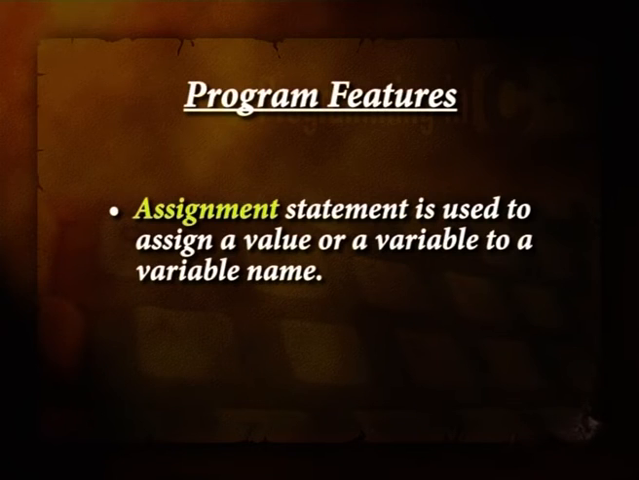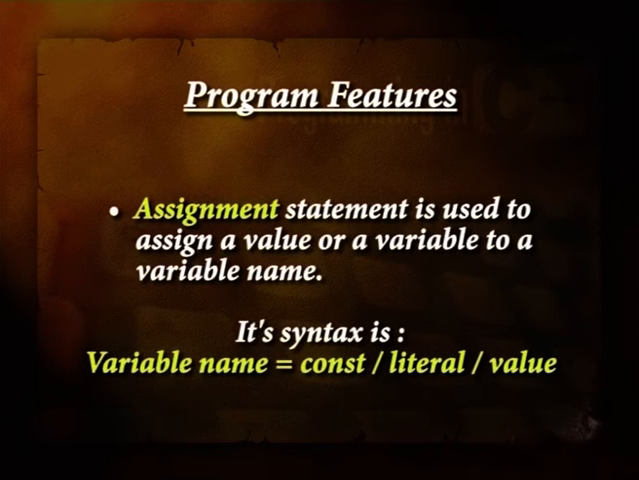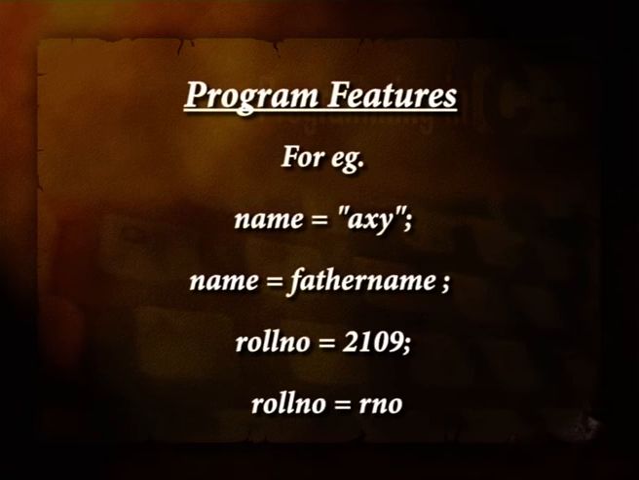Assignment statement is used to assign a value or a variable to a variable name. Its syntax is variable name equal to const or literal or value. For example, name equal to AXY, name equal to father name, roll number equal to 2109 or roll number equal to RNO. It should be noted that data to the right of an assignment operator is automatically converted to the data type on the left side. With this basic knowledge, let us start with some small programs.